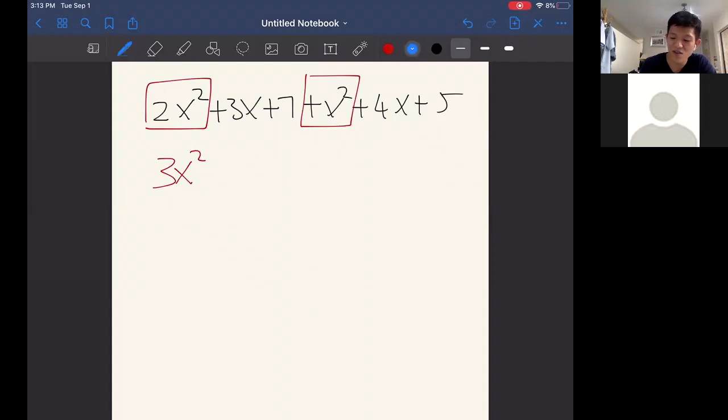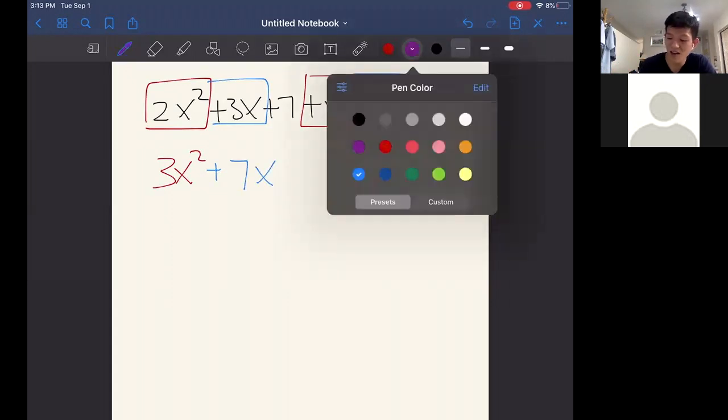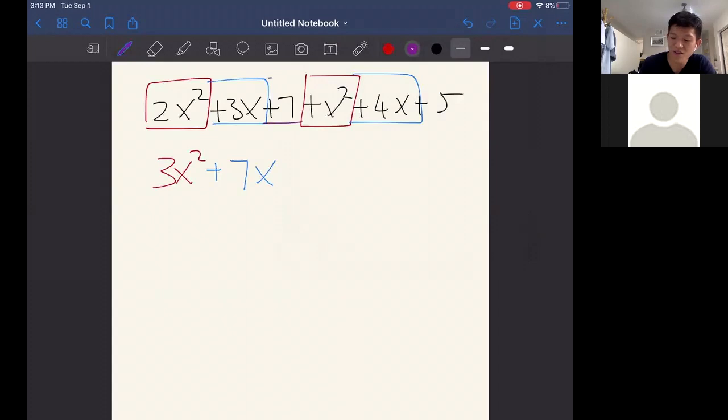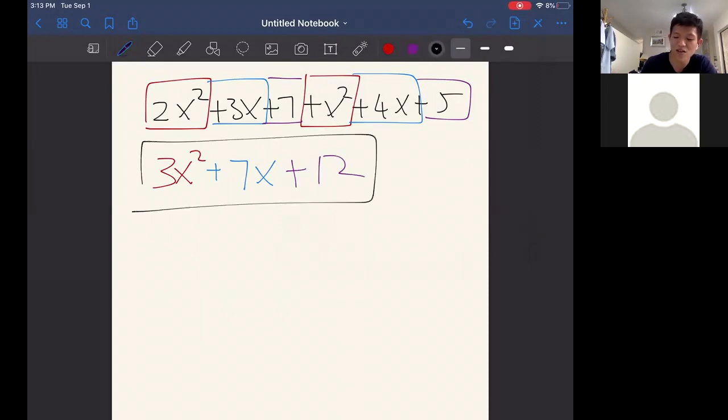Next, I see 3x and 4x, right? Again, we can combine them because they're both x. So we get 3 plus 4 is 7x. Oh, nice. And lastly, we have 7 and we have a 5. They're both numbers, so you already know 7 plus 5 is equal to 12. So this is your final answer after combining the like terms.